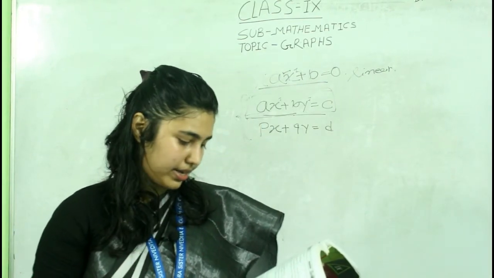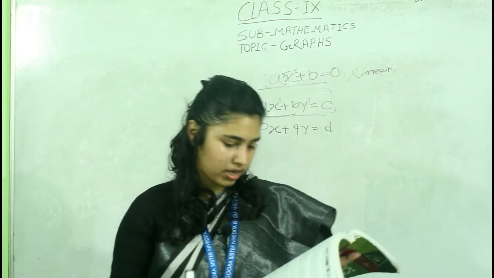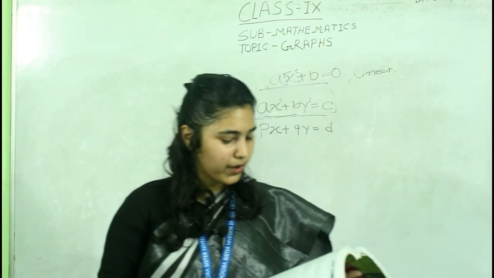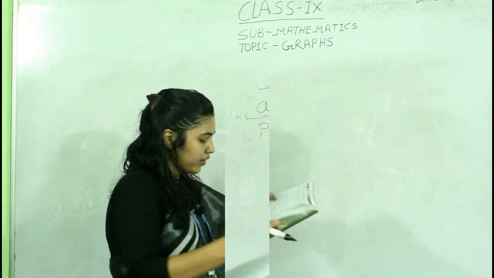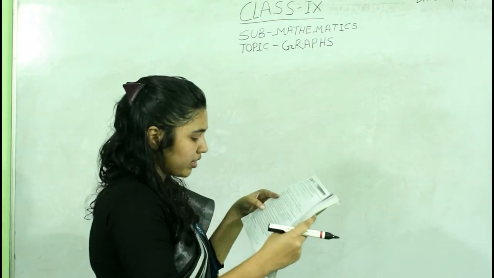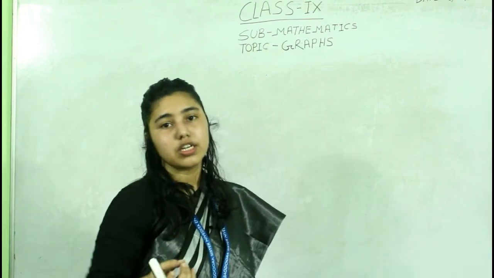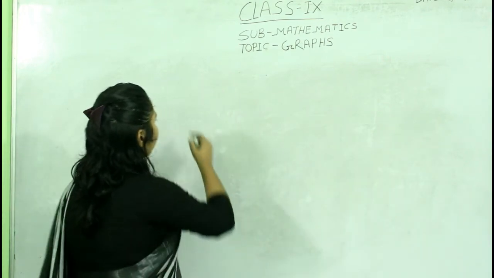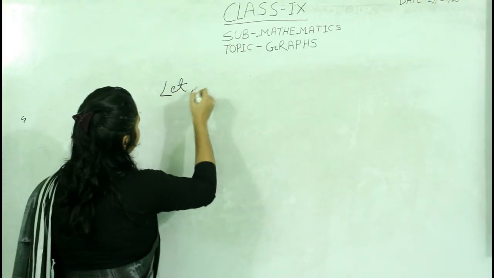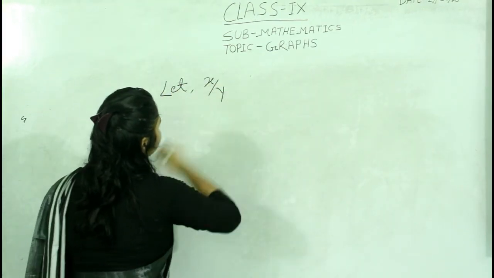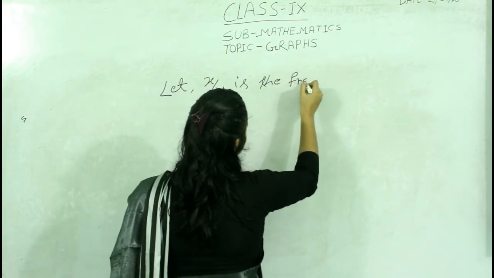If 2 is added to both the numerator and denominator of a fraction, it becomes 5 by 7. So first take the first part. If 2 is added to both numerator and denominator of a fraction, it becomes 5 by 7. So first you need a fraction. So let x by y be the fraction.